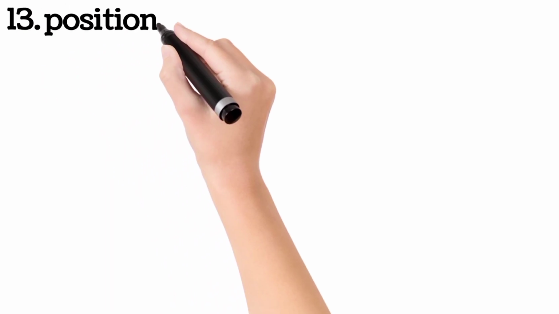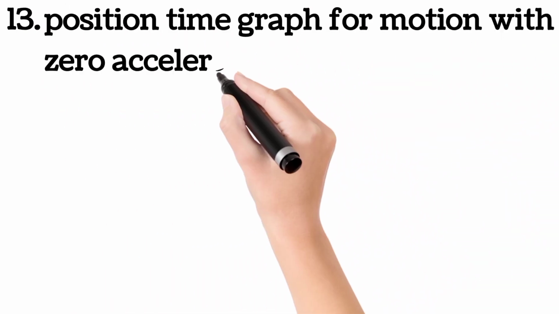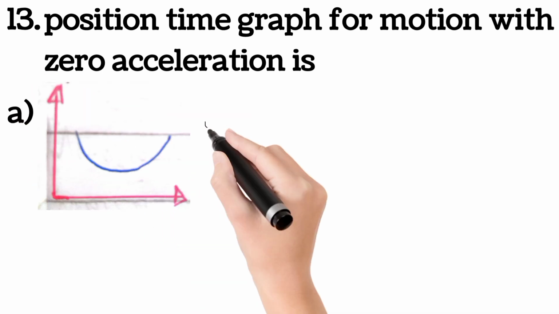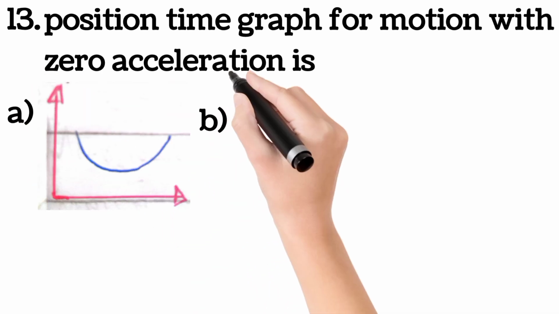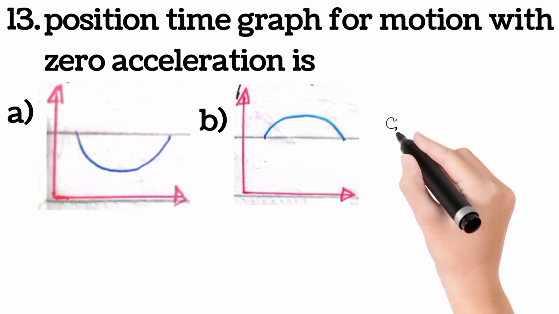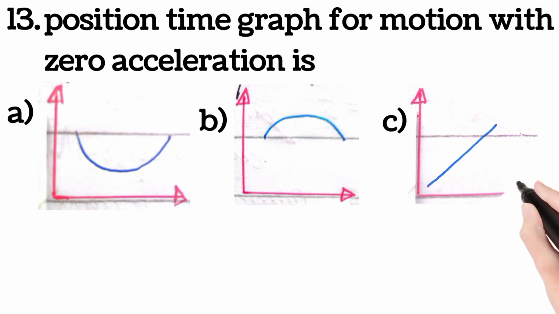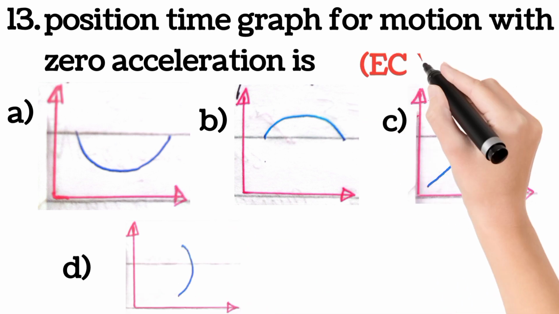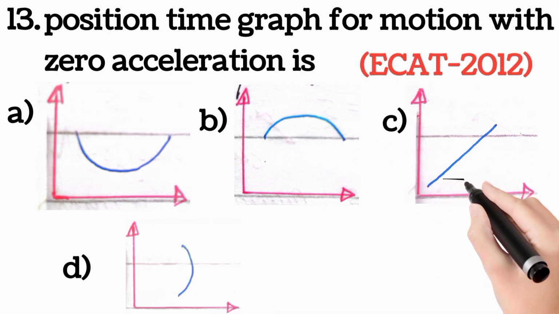13th MCQ: The position-time graph for motion with zero acceleration is. The question is asked for a body whose position-time graph is given. Which one graph represents zero acceleration? Here are the different types of graphs. The MCQ was asked in ECAT 2012.